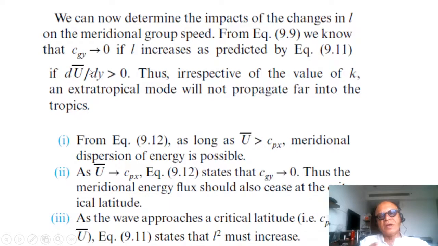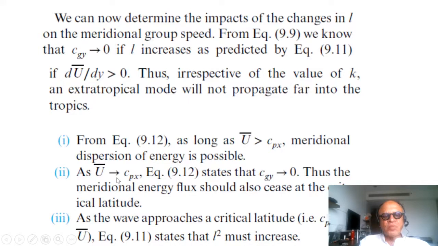If the meridional shear is greater than 0, so if you are going, let's say, from easterlies to westerlies, irrespective of the value of k, whether the wave is moving eastward or westward, an extratropical mode will not propagate into the tropics, from 912, if the basic state is greater than the phase velocity of the wave. So meridional dispersion of energy is not possible in this case. It's going to be meridionally trapped. Okay, so the same idea as we discussed before.